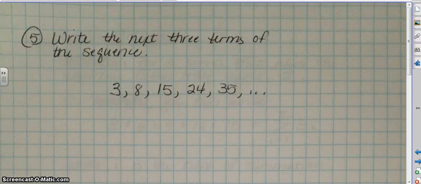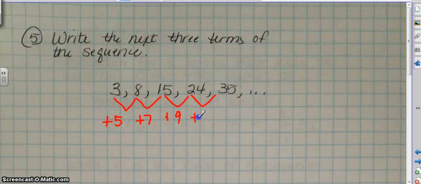Example number 5. We're going to write the next three terms of the sequence 3, 8, 15, 24, 35. If you notice, to go from 3 to 8, I'm adding 5. To go from 8 to 15, I'm adding 7. From 15 to 24, I'm adding 9. From 24 to 35, I'm adding 11. Now what we really need to notice is that what I'm adding has a pattern. 5 plus 2 is 7, plus 2 is 9, plus 2 is 11. So when I get my next term, I'm going to add 13, which will give me 48.